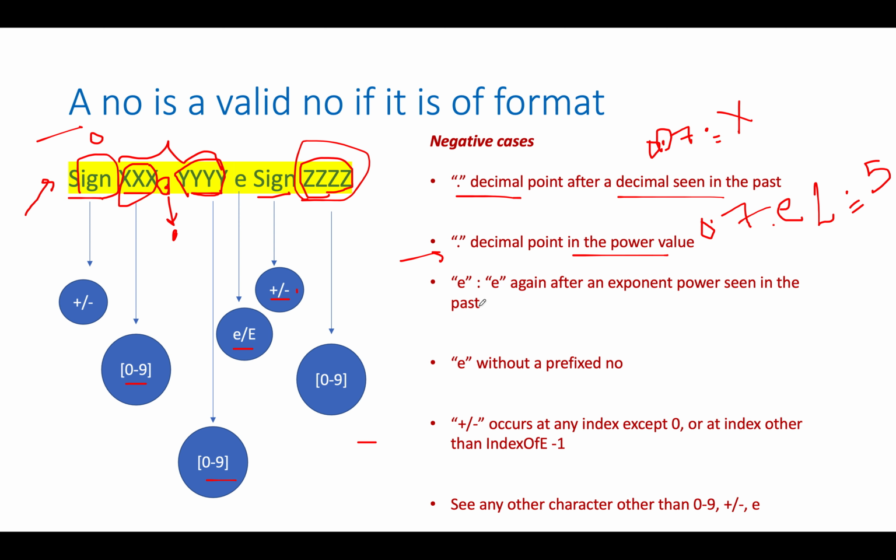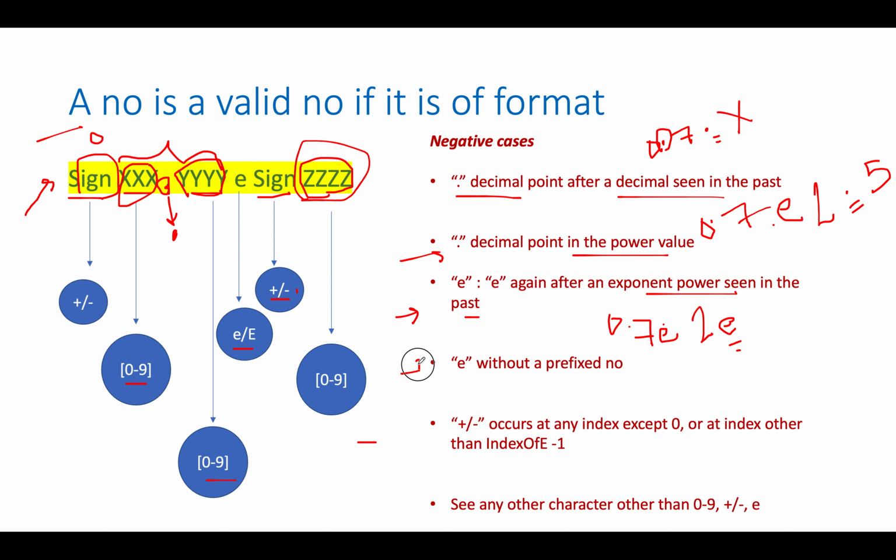Let's talk about the third case, e again after an exponent seen in the past. So it's a case of dual or multiple e's. In those cases we'll return false. Let's write one possible test case, 0.7 e 2 e. Again we saw an e a second time, so we'll return false from it.